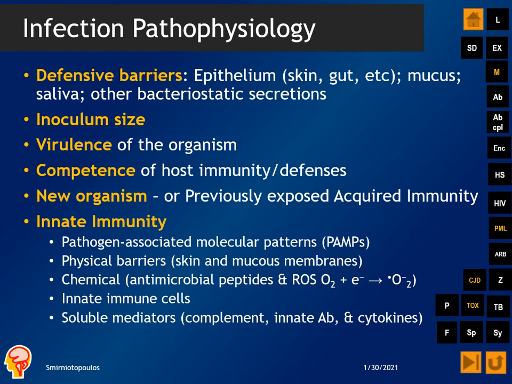What prevents us from getting infections? We have defensive barriers, the epithelium of the skin and the gut lining. We have mucus, saliva, and other bacteriostatic secretions. The ability to get infected is also related to the size of the inoculum and the virulence of the organism. The host competence and immunity is also going to affect it. Is this a new organism or one to which we've been previously exposed and have acquired immunity? Innate immunity is also related to something called pathogen-associated molecular patterns, and these are built into our genome. And again, the physical barriers, the antimicrobial peptides and reactive oxygen species that we see, innate immune cells that react to everything, and soluble mediators like complement and innate antibodies and cytokines.